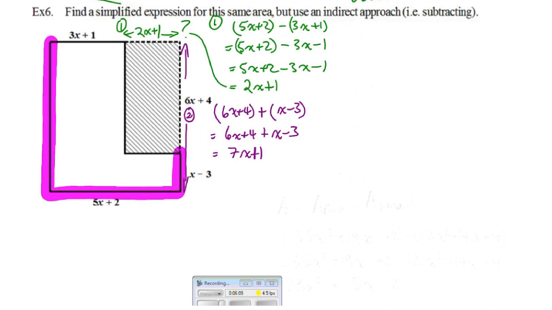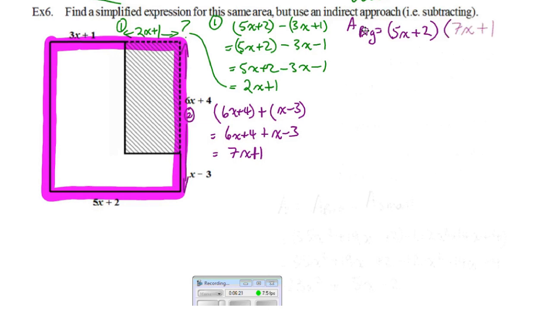So you kind of got to keep a mental idea of what you're actually calculating for, right? So the area of the big is going to be 5x plus 2, and then we're going to times it by the big length that we calculated for the side going up and down. So that's 7x plus 1. Now we're just going to multiply everything out, right?